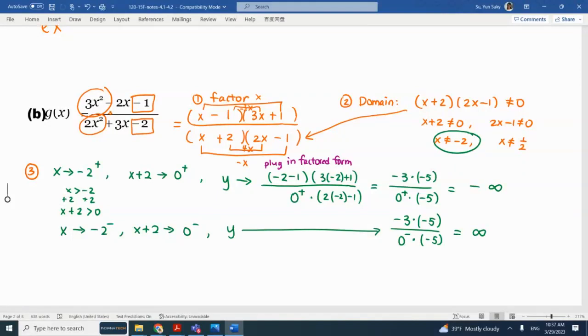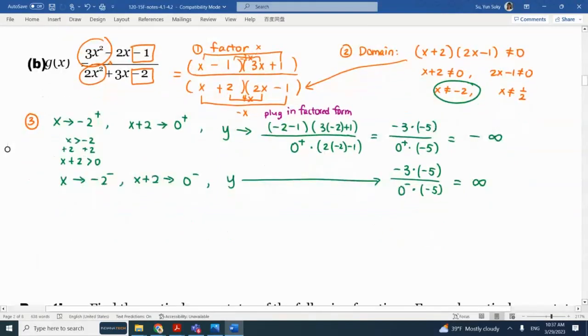So this is the process. You factor the numerator and denominator. You find the domain, which is you set the denominator not equal to 0. You get some x values. And then you let x approach those x values from the right and from the left, and then you look at the y. What happened to the y? So we keep going. X goes to 1/2 from the right.